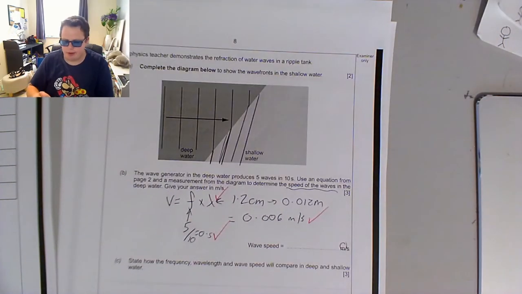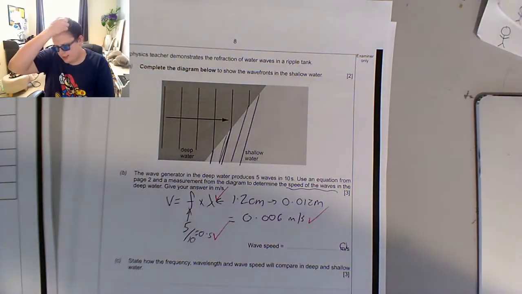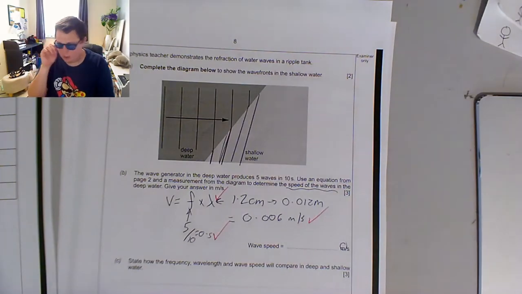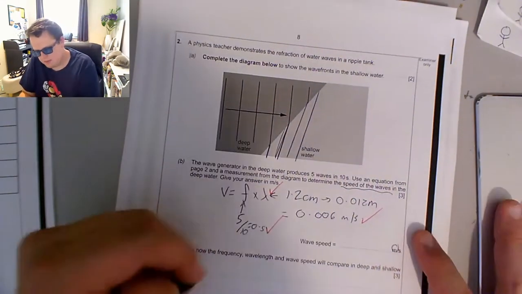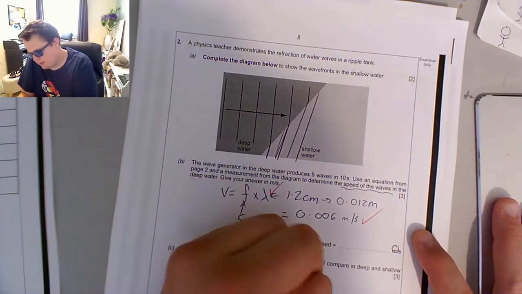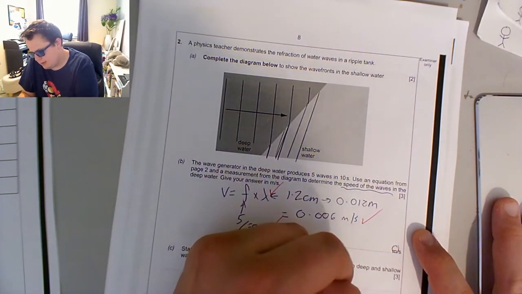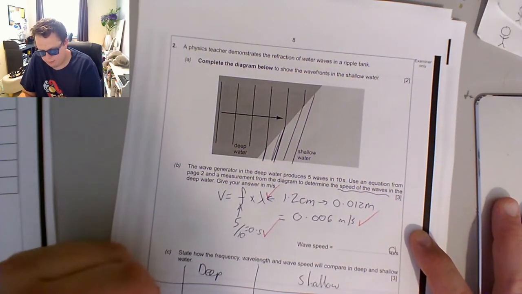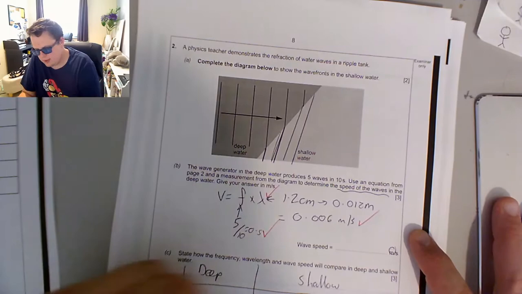Okay, state how the frequency, wavelength and wave speed compare in deep and shallow water. Well, I could do this a couple of ways. I'm going to do this on here with a nice little table: deep, shallow. We're going to have frequency, wavelength, speed.